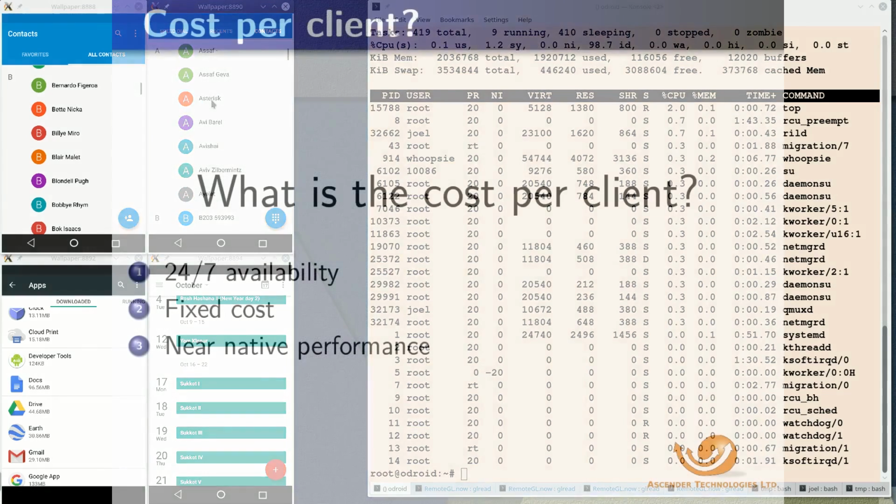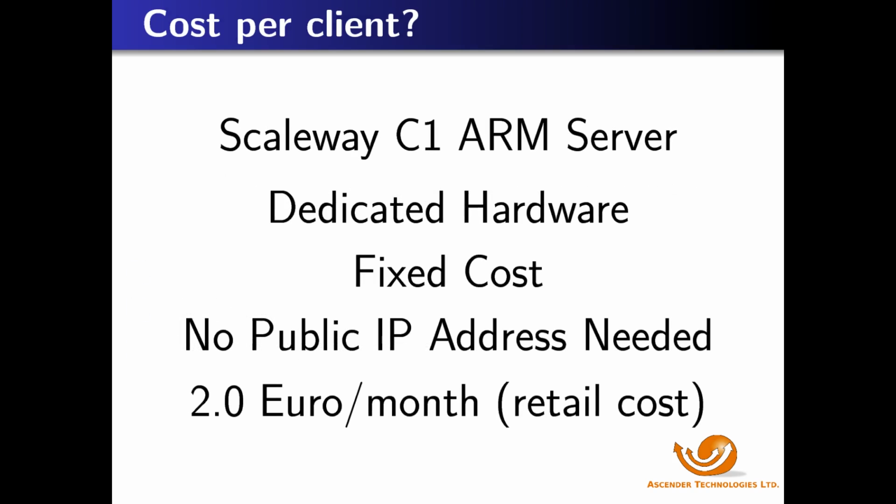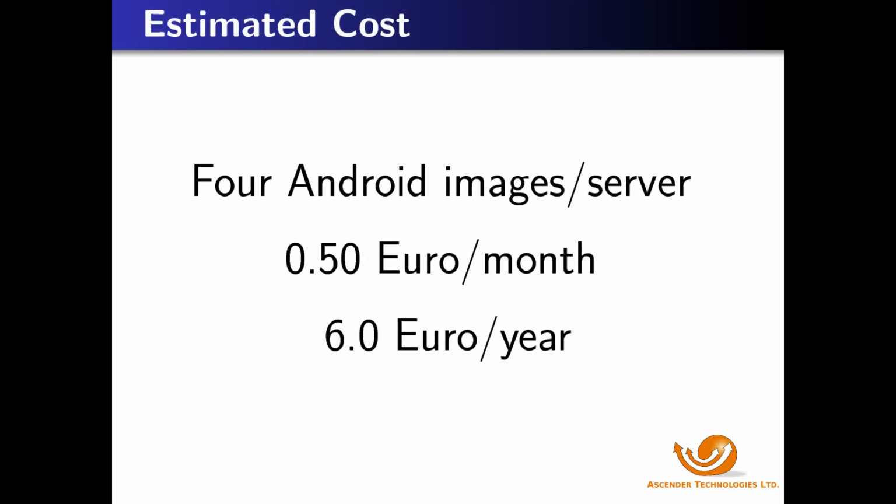It would be interesting to figure out how much providing service for one customer would cost. First, let's define the terms of service. We want 24/7 availability, fixed cost, and near-native performance. We can use the pricing of Scaleway's C1 ARM servers as a benchmark to price the service. A C1 server costs €2 a month. We estimate that one C1 server can support 4 Android images running in containers. This gives us a cost of 50 euro cents per month, or €6 a year.